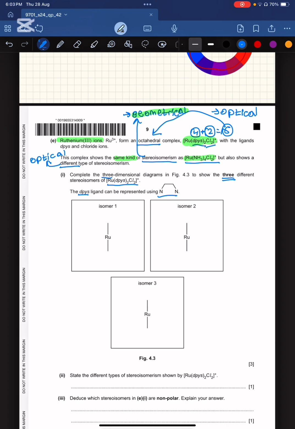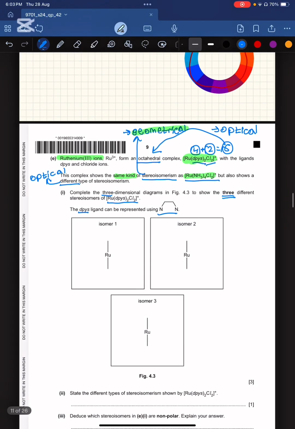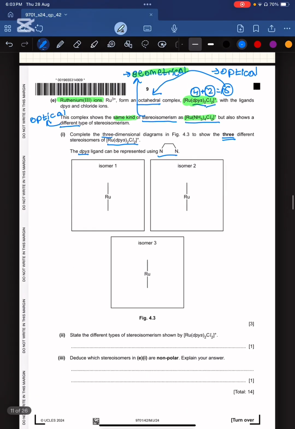So what we can do here is we could make a cis, because geometrical isomers are two, right? There is cis and then there is trans. We could make a cis isomer. We could make the mirror image of the cis isomer. So the second isomer becomes optical. I'll show what I am trying to explain.